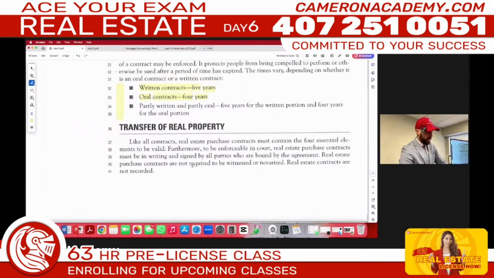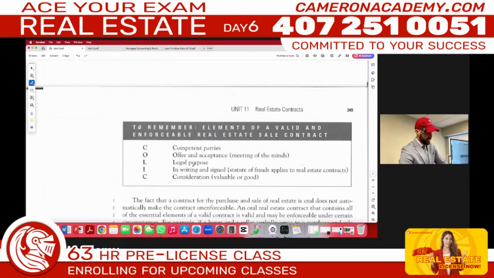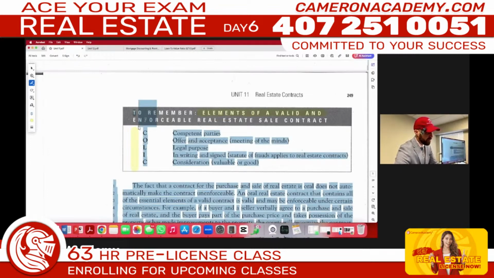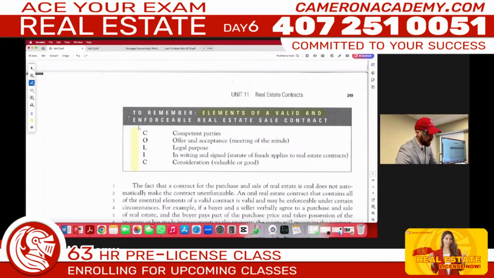All right, let's move on to page 249. And this is going to help you remember what we just got done discussing. In the shaded box, the shaded part, elements of a valid and enforceable real estate sale contract. Remember this. Think of the acronym COLIC. This will help you remember.